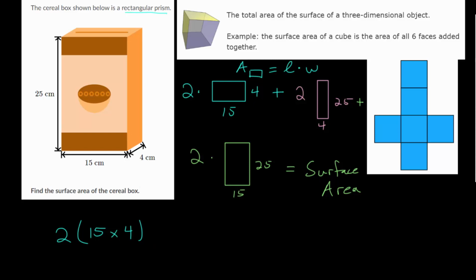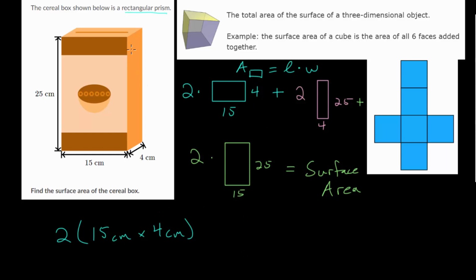And let me be more careful here. We really want to write in the correct units. So this would be a 15 centimeter by 4 centimeter rectangle, and that will give us centimeters squared, since we're dealing with area, not volume. Volume would have 3 units multiplied together.